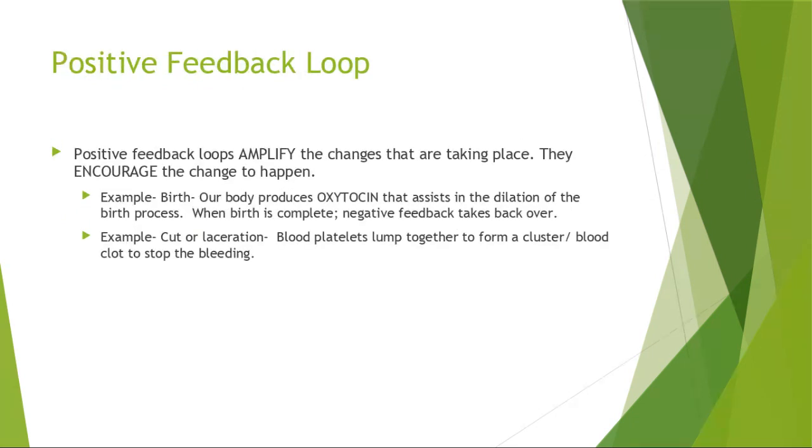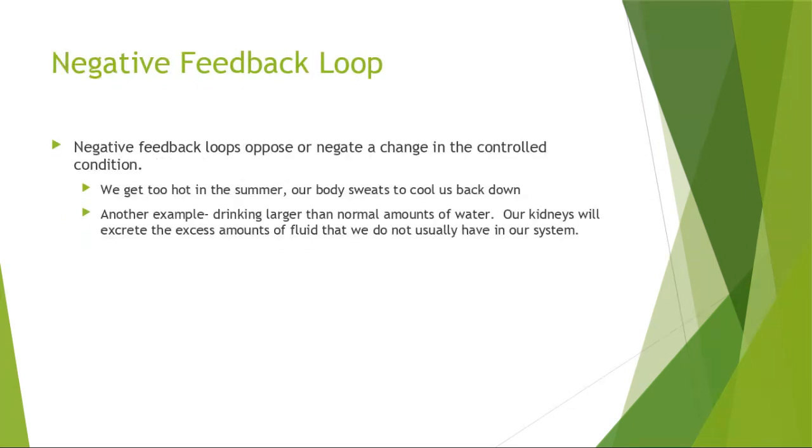Negative feedback. Negative feedback loops oppose or negate a change in the controlled condition. For example, when it's summertime, it's hot, we're outside, we're working, we begin to perspire. Initially, that perspiration cools us back down.